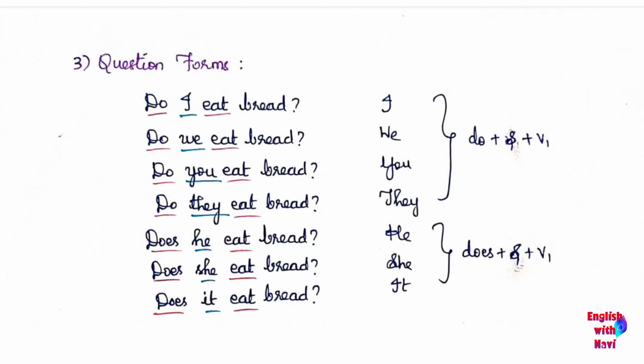Alright. Let's go through it. For I, we, you, they, what you have to do? You have to say do plus subject plus V1. But for he, she, it, what you have to do? You have to use does plus subject plus V1. Now what are subjects? I, we, you, they, he, she, it. These are all subjects. I mean all nouns and pronouns. They all belong to the category of subjects.